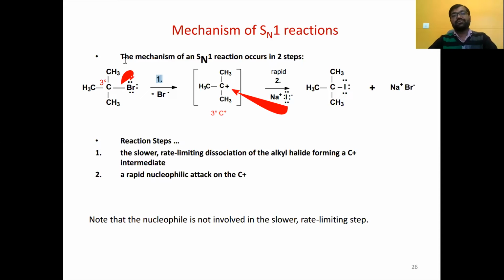So with respect to this, it happens to be a unimolecular reaction, where the rate of the reaction is dependent upon the concentration of only one substance, tertiary butyl bromide.